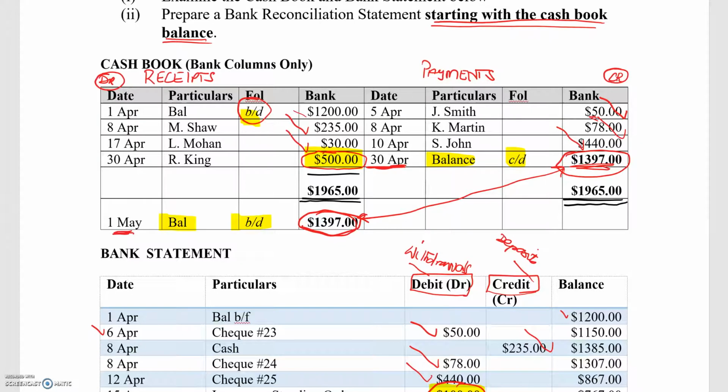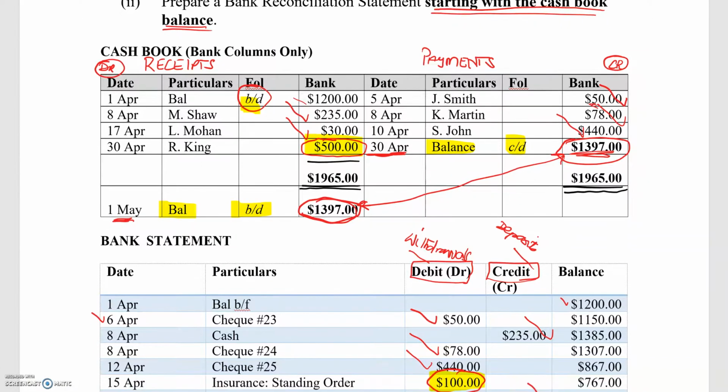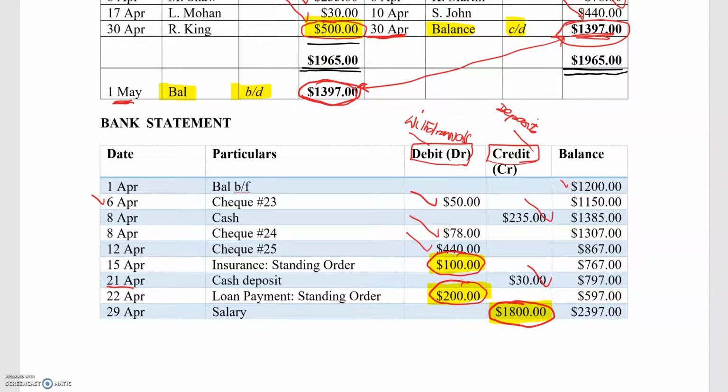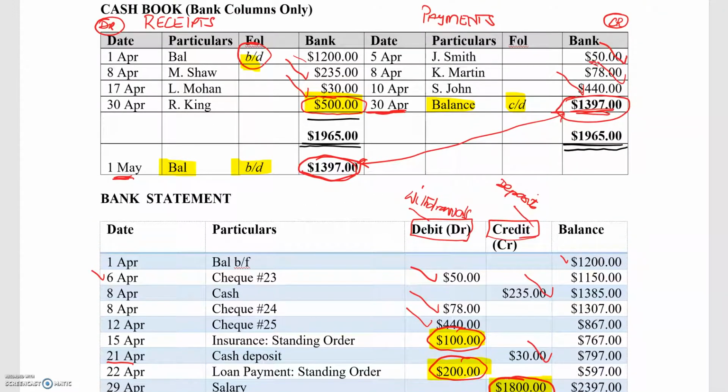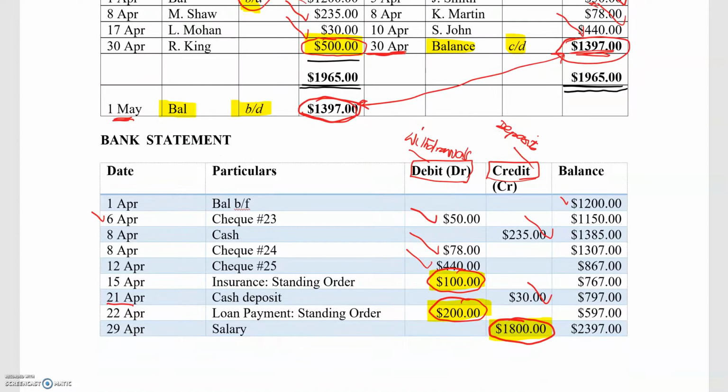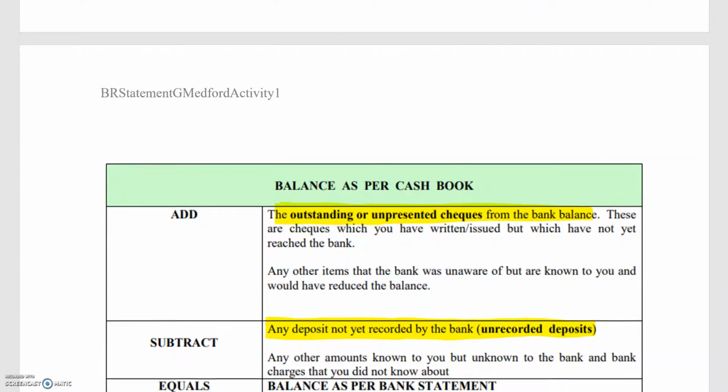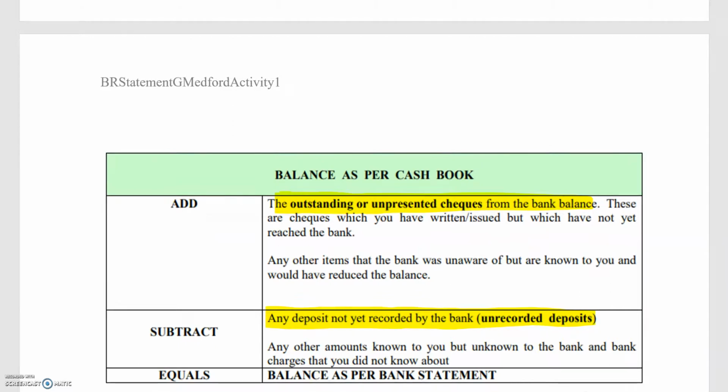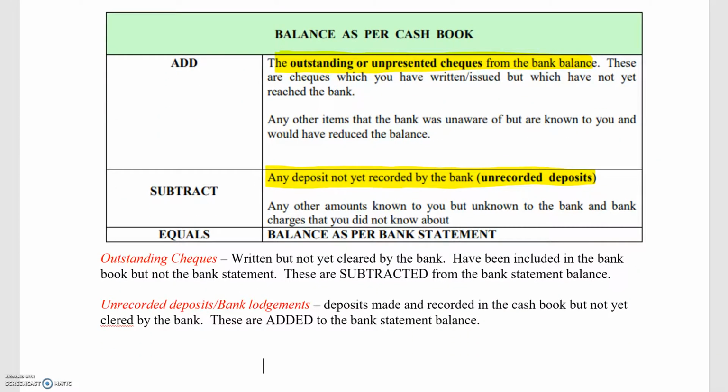Next, we are going to look at the items which were not included in both documents. In this case, there is a receipt in the cash book of $500, 2 withdrawals on the bank statement, and 1 deposit on the bank statement. The formula tells us to add outstanding or unpresented checks and subtract any deposits not yet recorded by the bank. So starting with our balance as per cash book, we are going to add outstanding checks and subtract unrecorded deposits.